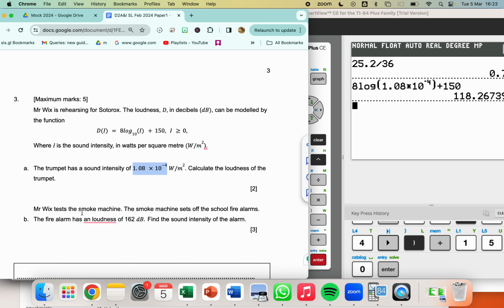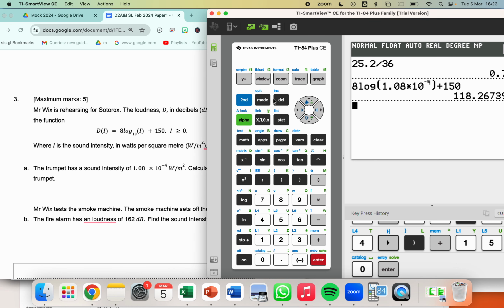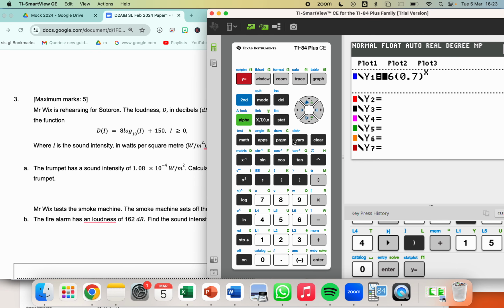He then tests the smoke machine. The smoke machine sets off fire alarms. This has a loudness of 162 decibels. Now this time we're substituting for the D, not the I. Now there's multiple ways you could do this, but I would really recommend you do this on the graph.